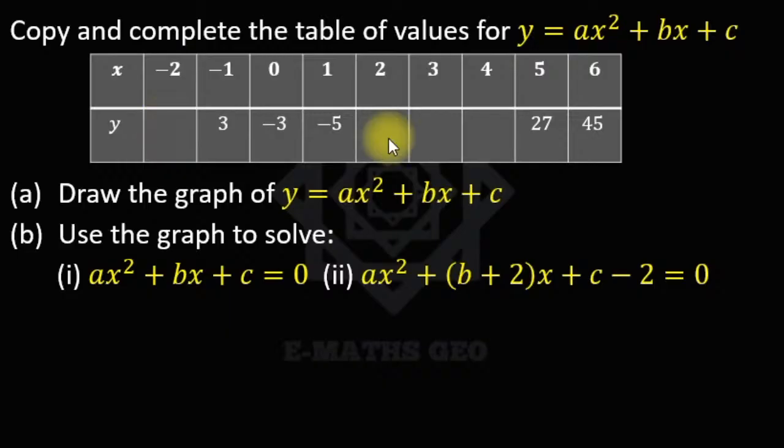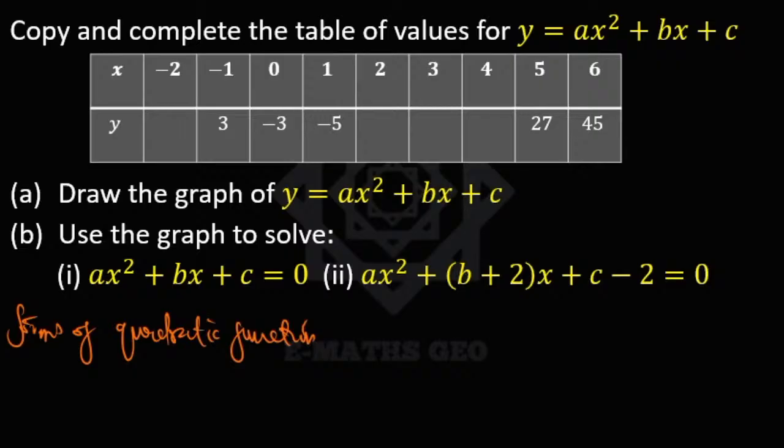It would have been faster if we were given the x-intercept, that is where y is 0. We would then use the second form of quadratic, because we have three forms. The one they gave us is the general form. We still have y equals a times x minus h squared plus k, and y equals a times x minus alpha times x minus beta.